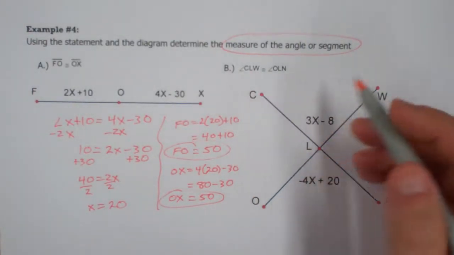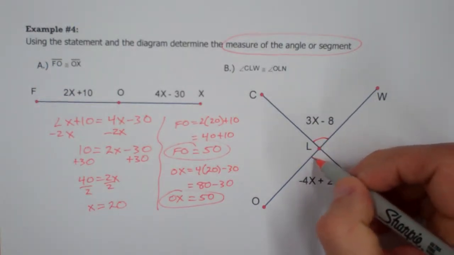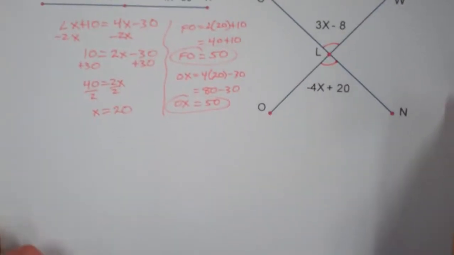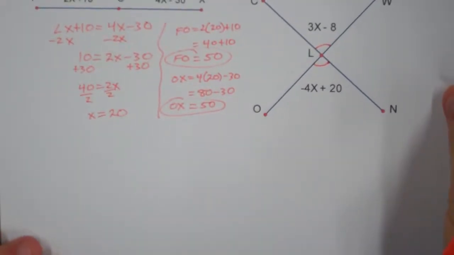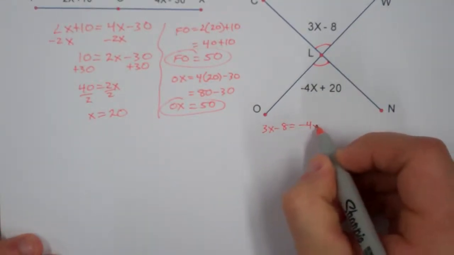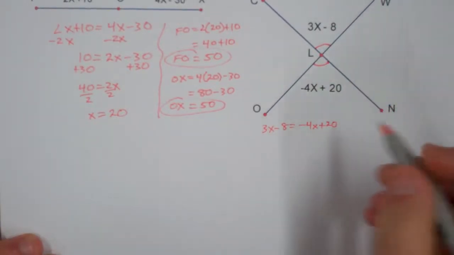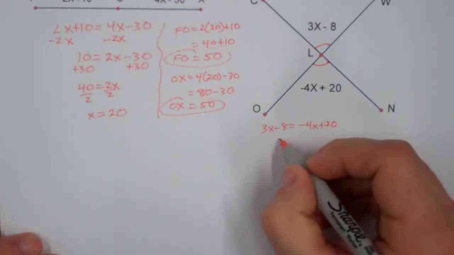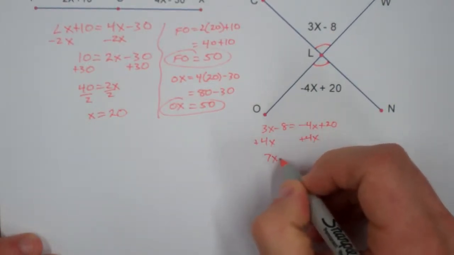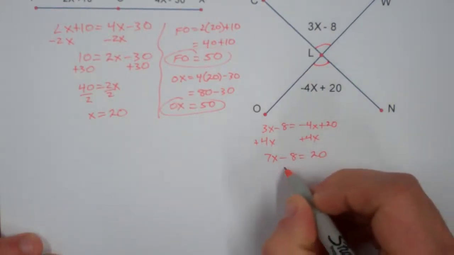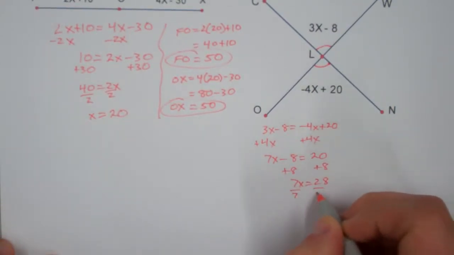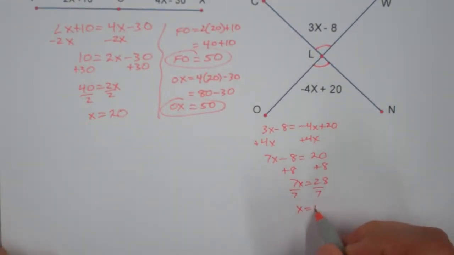In this one, we're given that CLW is congruent to OLN. So we can set 3x minus 8 equal to negative 4x plus 20. Their measures are the same. They're congruent. So we'll add 4x to each side. 7x minus 8 is equal to 20. We'll add 8. 7x is equal to 28, divide by 7, and x will be 4.